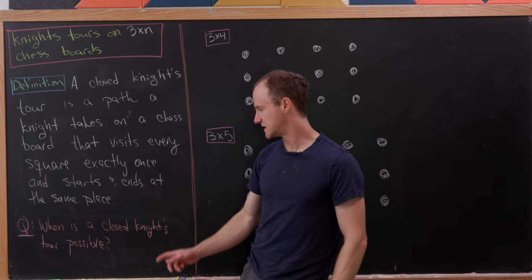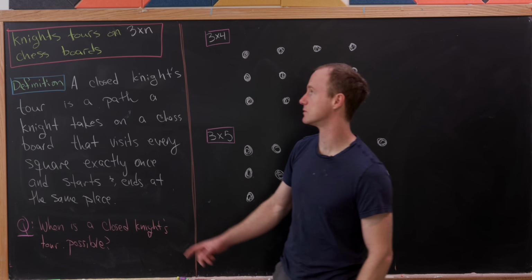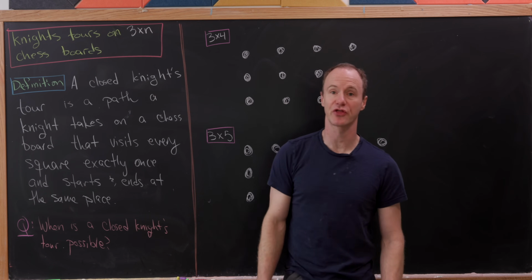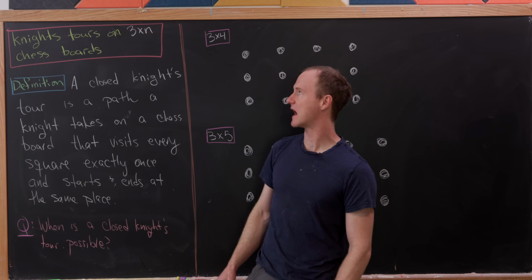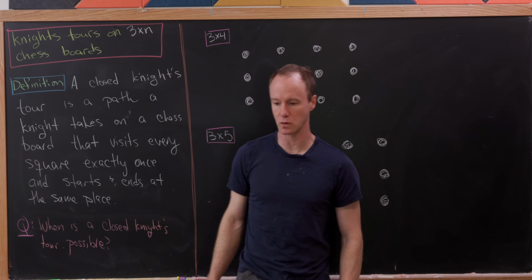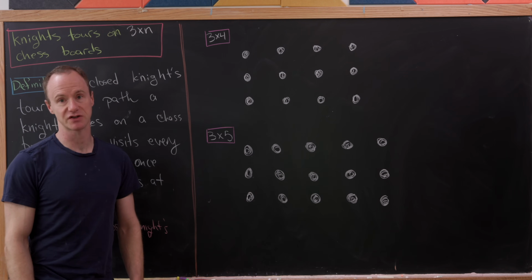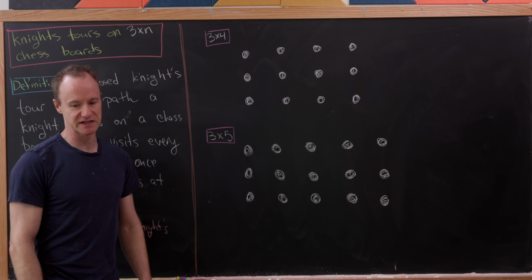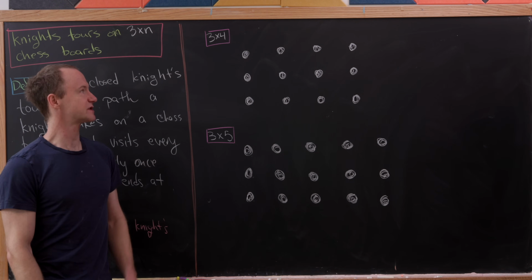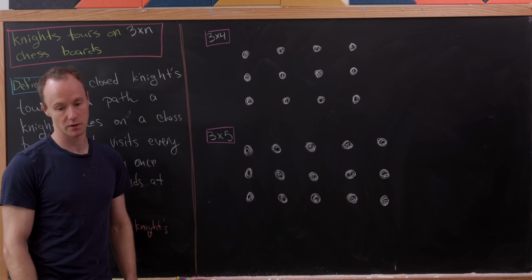And our goal is to determine when a closed Knight tour is possible for these special 3 by N chessboards. So can we classify the values of N where such a tour is possible? And in fact, we'll come out with a full answer at the end of this. Okay, so as a little bit of experimentation, let's look at what's going on with the 3 by 4 and then the 3 by 5 chessboard.